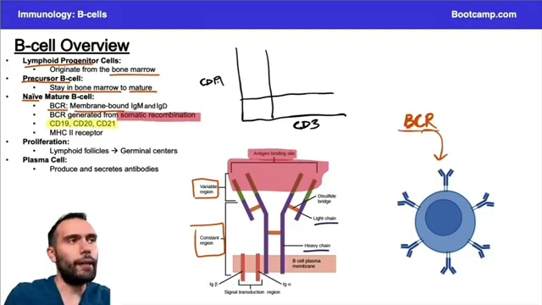It could be CD20, CD21, right? But the point is that you have to recognize, okay, this is CD19. So when I see CD19, what are they trying to tell me? They're trying to tell me that this is a B cell. So when you see CD19, you're thinking B cell. When you see CD3, you should be thinking T cell.